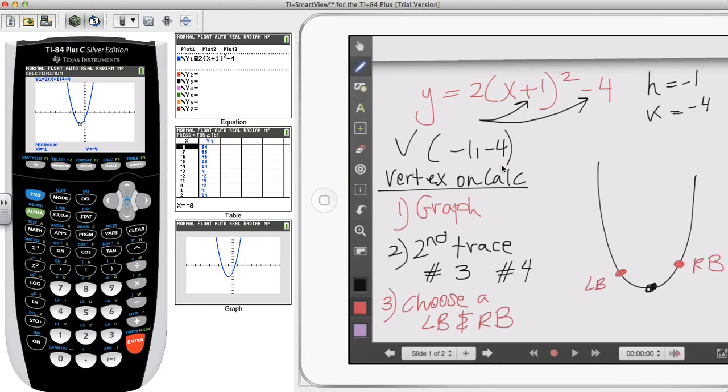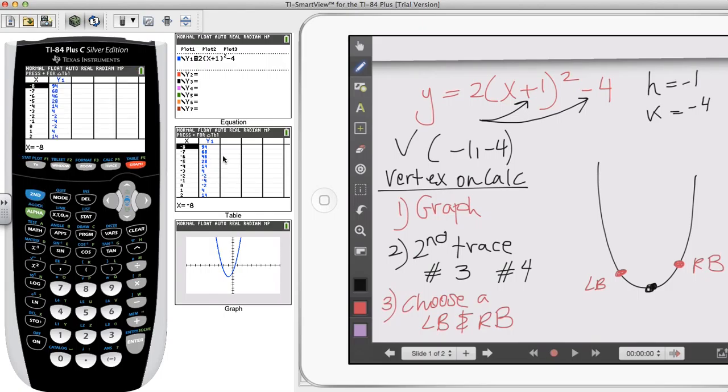And this is what I found earlier on the table. So this is what you need to do if your vertex is not a pretty point. You need to go to second trace and find the left and the right bound to be able to get your vertex. Now, let's try to find our x-intercepts. So I'm going to go to second table and try to get the x-intercepts from there.